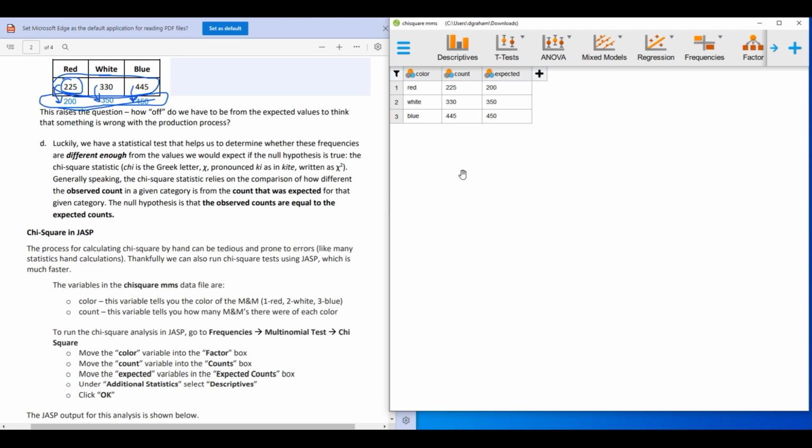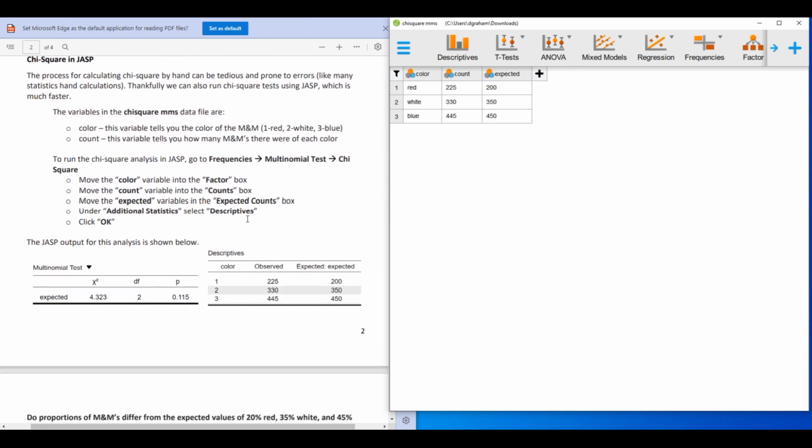Now, we theoretically could set up our data differently, where we have one long column that says what color each M&M was. And we would end up having 225 reds, 330 whites, and 445 blues. That is a really cumbersome way to put our data in. And so thankfully, JASP lets us set it up in this way, where it's set up more like a table. Red, we have 225. White, we have 330. And blue, 445. And then our expected values. By setting it up this way in JASP, then we don't have to set it up that longhand way.